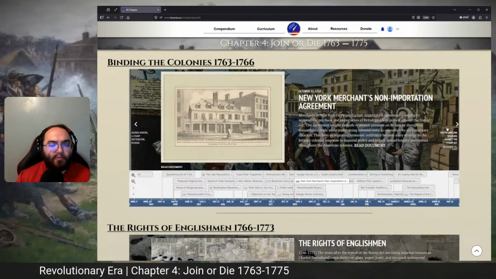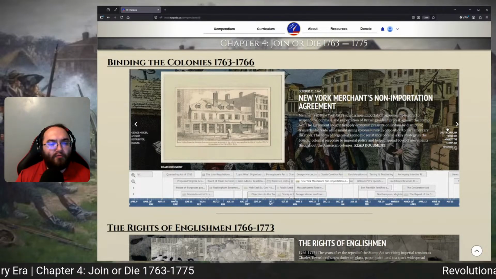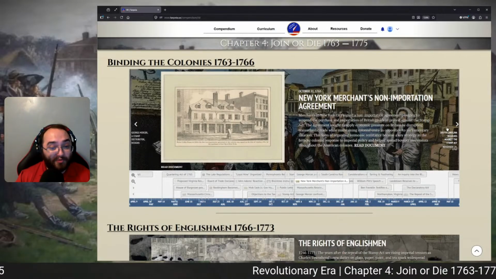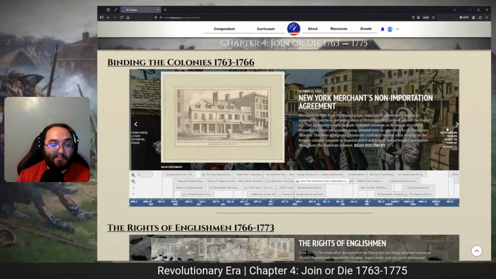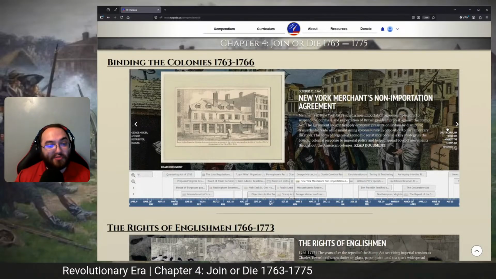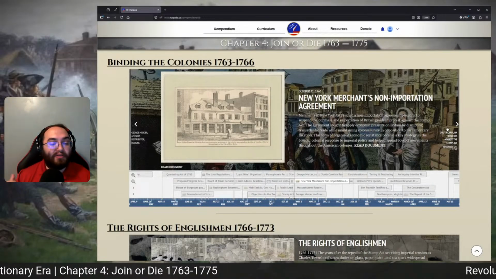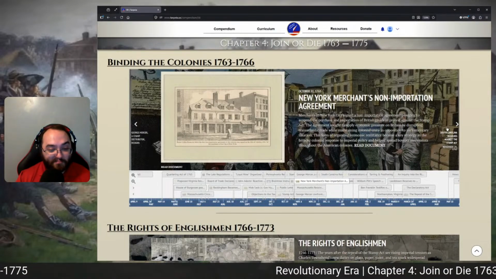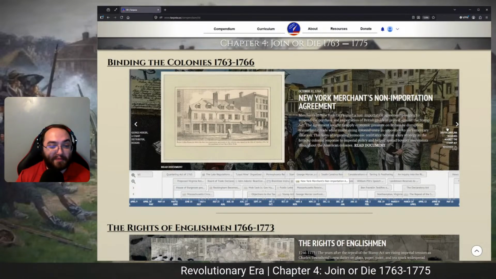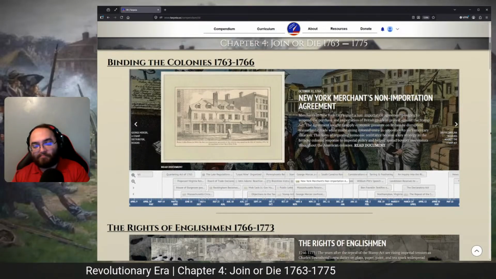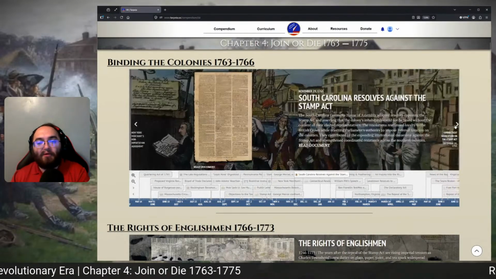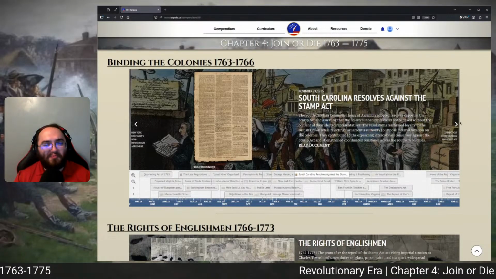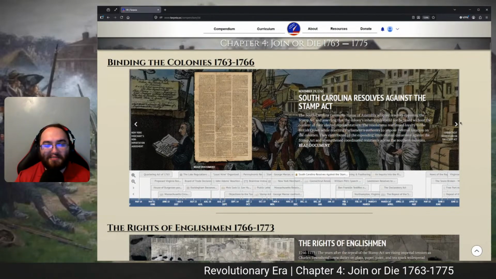And they're going to publish the list of those merchants who didn't boycott. And so a lot of those merchants are going to be attacked by mobs. So it's not just the tax collectors or the stamp distributors who are going to be attacked by mobs, it's also colonial merchants who are not going to participate in the boycotts. They're also going to be attacked by mobs. So they're basically doxxed by their fellow colonists in order for them to get attacked.